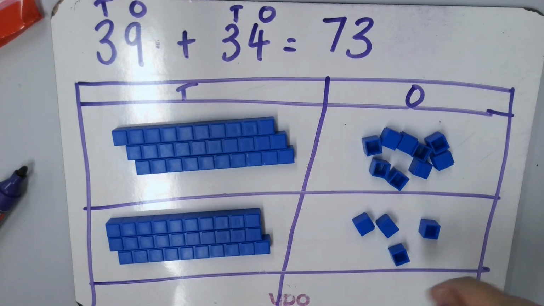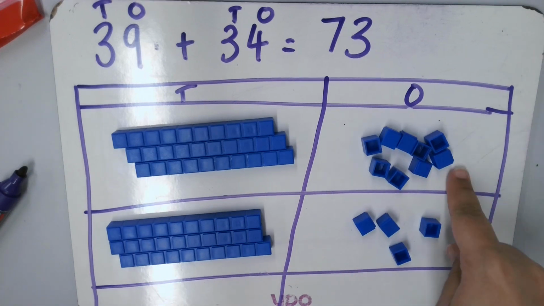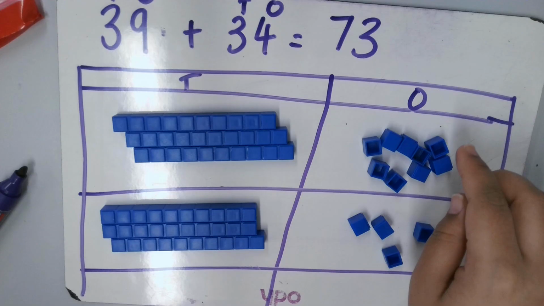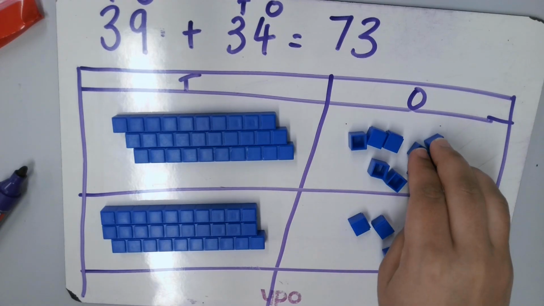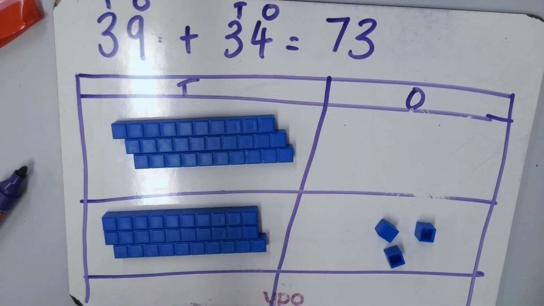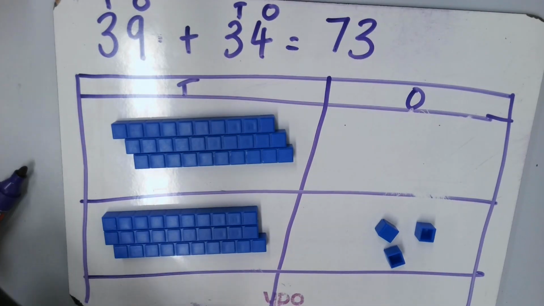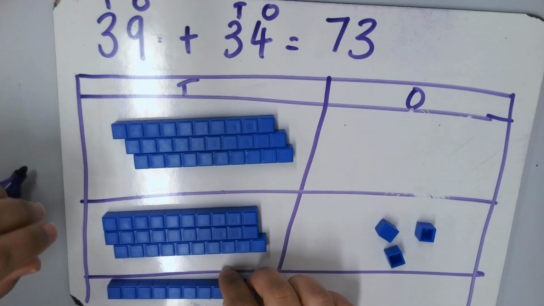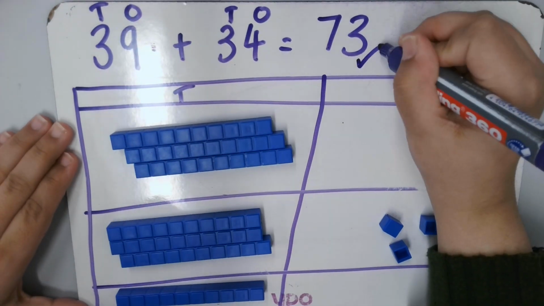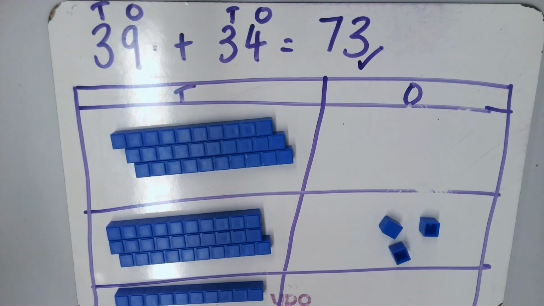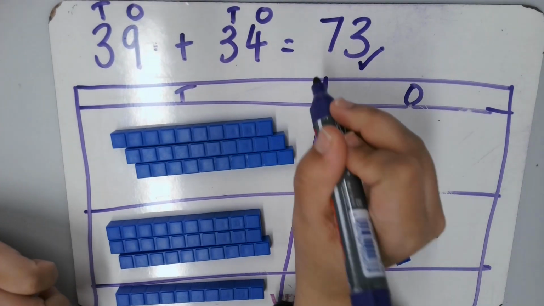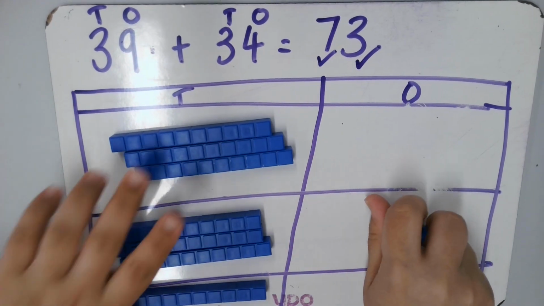Remember, we said 9 and 4 is 13 ones. However, we can't have that, so we need to regroup. We're regrouping 10 ones, 3, 6, 9, 10. And adding 1 ten. Then I've got 3 ones. Yes, I've done that correct. I'm going to give myself a tick. Let's check that I've got 7 tens. 1, 2, 3, 4, 5, 6, 7. My answer is 73.